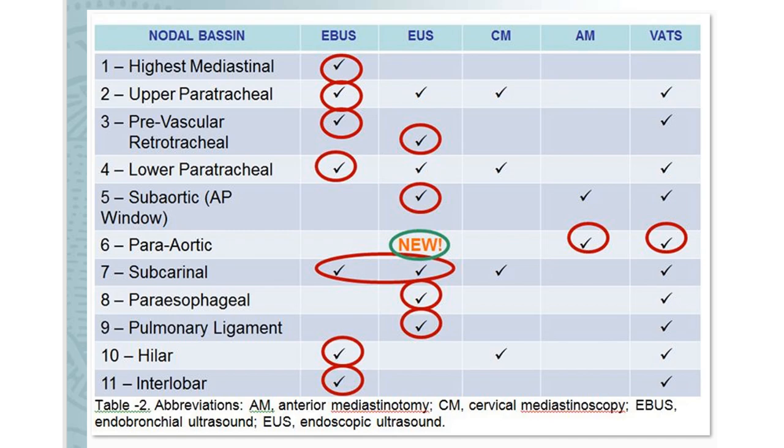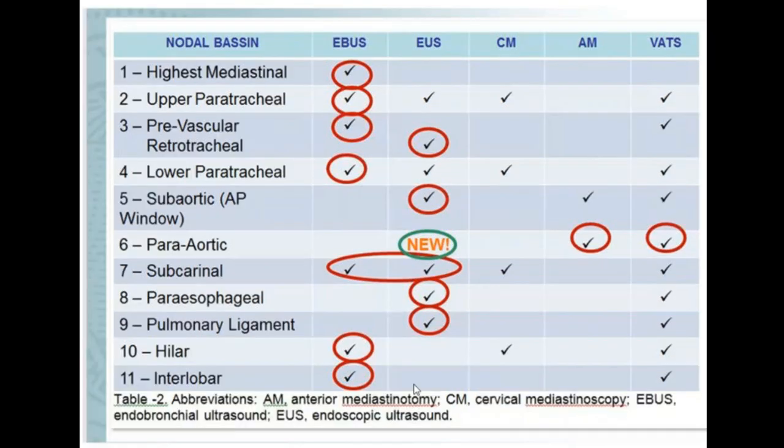So let's move on to your slide set. So basically, this is our preference card for staging. All our staging procedures are with a combination of EBUS and EUS. With EBUS, we sample station 2, 4R, and the hilar and station 11. With EUS, we go for station 4L, 7, 8, 9, and structures below the diaphragm.